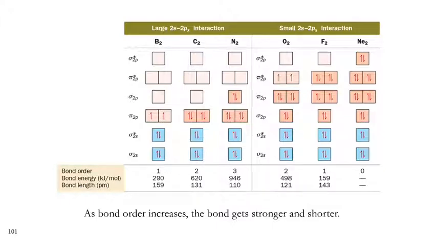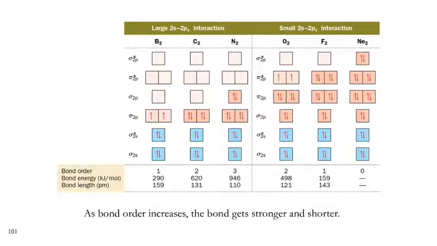Carbon, 4 electrons from each. And so then we've got 8 to put into the diagram. 2, 4, 6, 8. So now the pi bonding orbitals are full. Calculate the bond order. We've got 2, 4, 6 in bonding orbitals, minus 2 in anti-bonding orbitals. So that's 4 divided by 2. This has a bond order of 2.